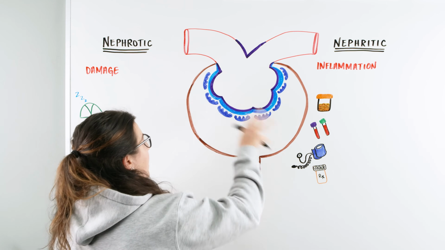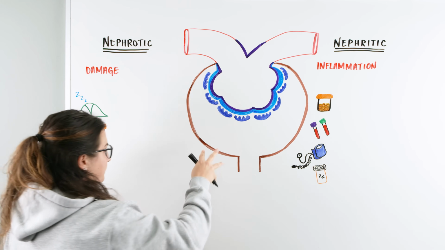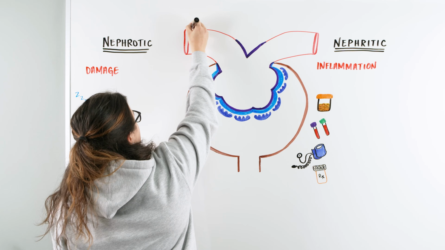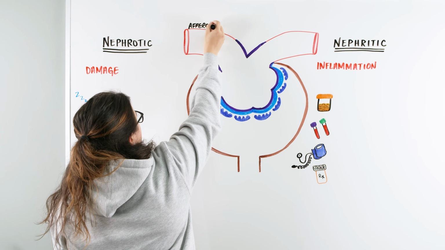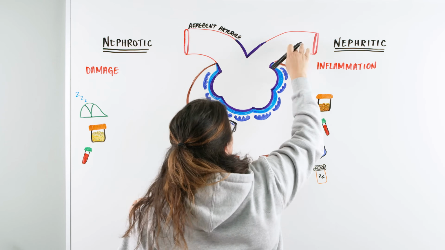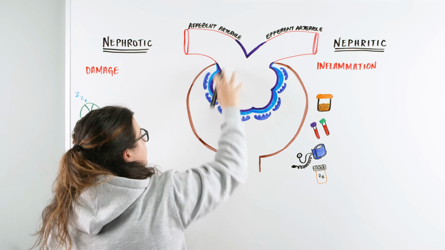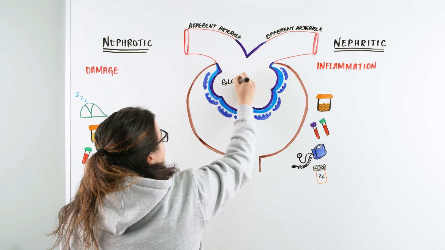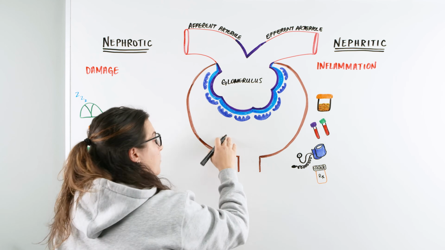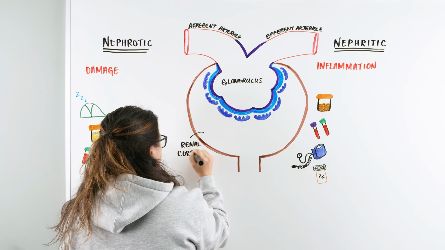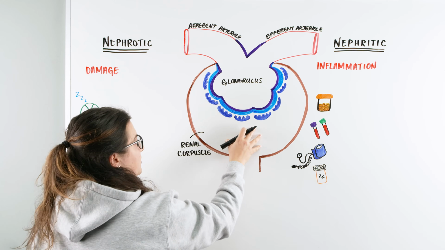So real quickly, we have here our glomerulus with our afferent arteriole, our efferent arteriole, and then we have our structure in here, our glomerulus. And then we have our renal corpuscle with our Bowman's capsule, our Bowman's space in here.